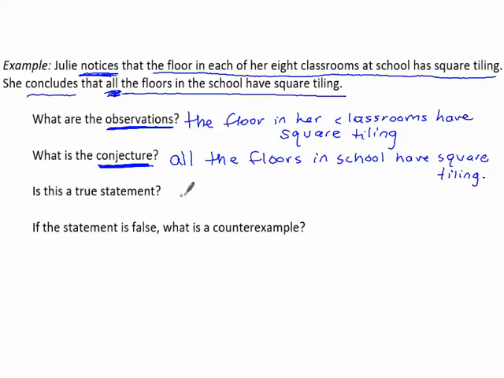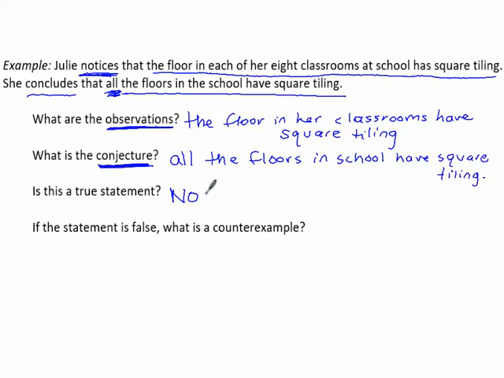Is this a true statement? Well, think about our school. Is everywhere in the school a place with a floor that has square tiles on it? No, it's not. I can think of a place. Can you? How about the auditorium? The auditorium is a room in our school, and it does not have square tiling.